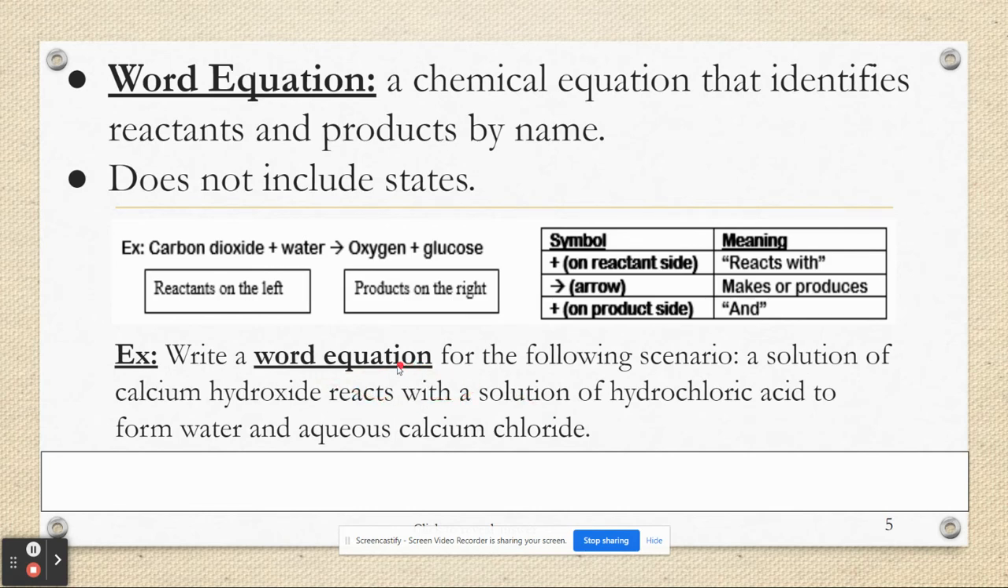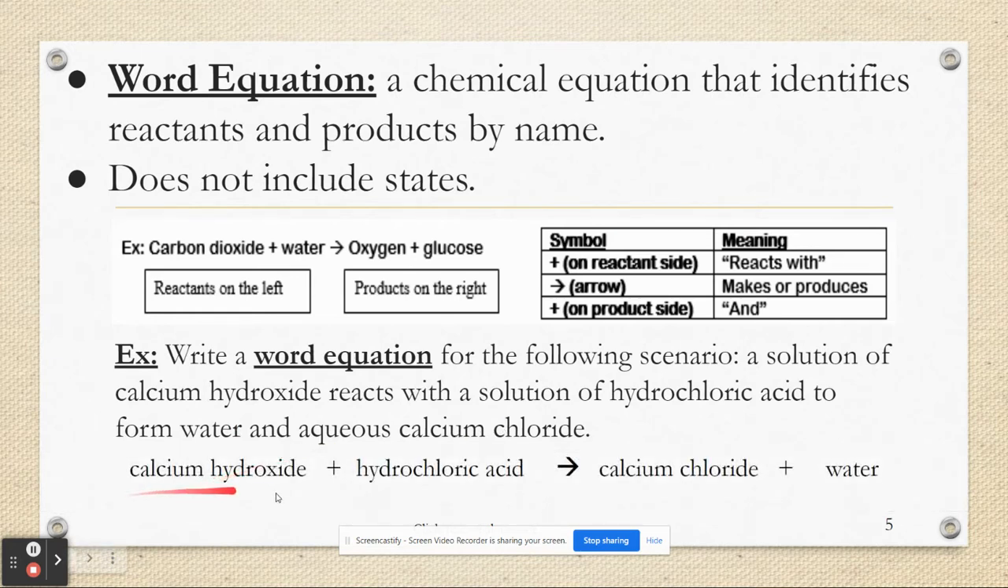So first we find our reactants, and as you can see here, based on this question, calcium hydroxide reacts with hydrochloric acid. So these are reactants. They are the things that are reacting. So we write the calcium hydroxide and the hydrochloric acid on the left side, and we put an arrow afterwards. And our products would be what's formed. So to form water and calcium chloride.